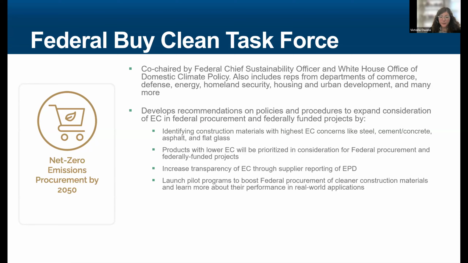They also have a goal to increase transparency through supplier reporting of EPDs, environmental product declarations. And this task force will be launching pilot programs to boost federal procurement of cleaner construction materials, and collect more information about the performance of those materials in real world applications.